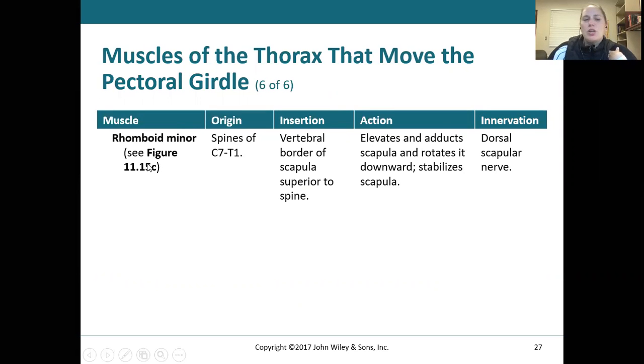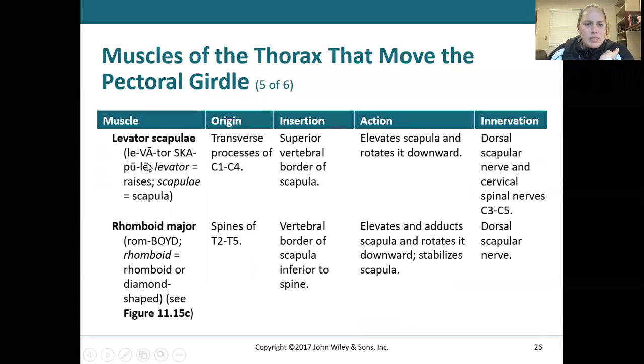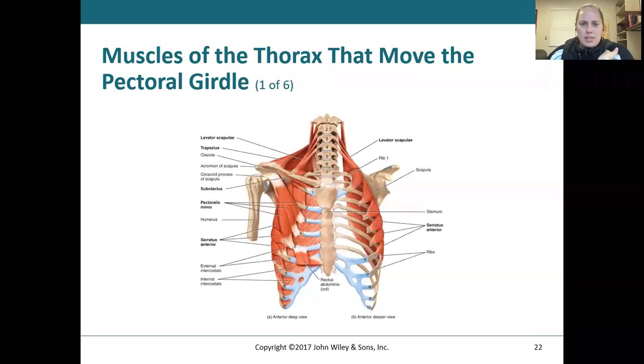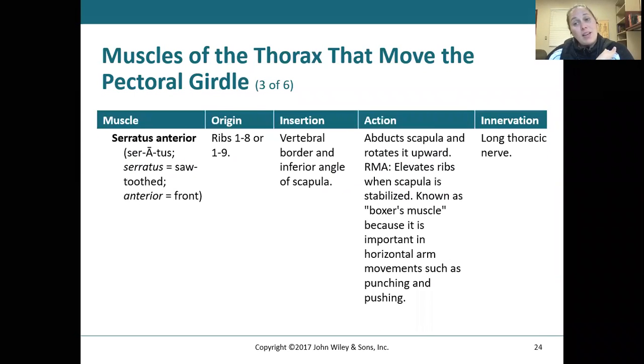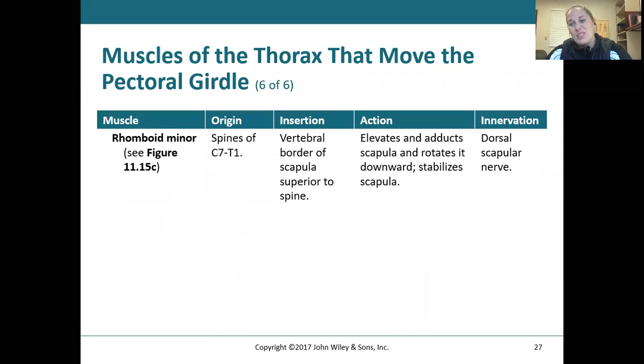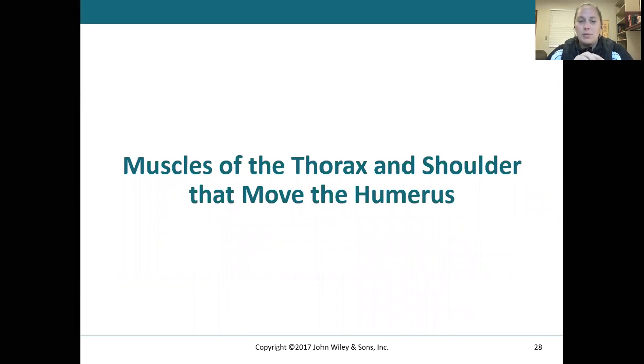I didn't see rhomboid major. I don't see rhomboid minor. It's Figure 11.15C. I'm guessing that's not what this particular figure is, so maybe I'll have to find that. And so in the study guide, we can have those present to make them easier to label.